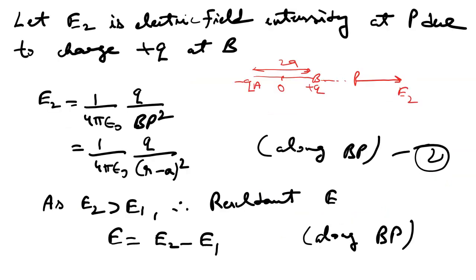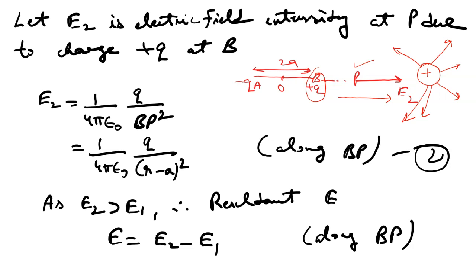Now let E2 be the electric field intensity at P due to charge plus Q at B. Its direction will be along BP, away from the charge placed at B, that is plus Q, because, as I have discussed in one of the video lectures, for positive charges the direction of the electric lines of force is outwards. So E2 equals 1 by 4 pi epsilon naught Q upon BP square.